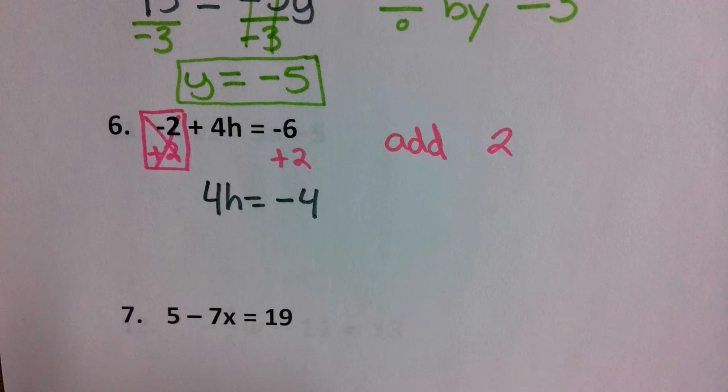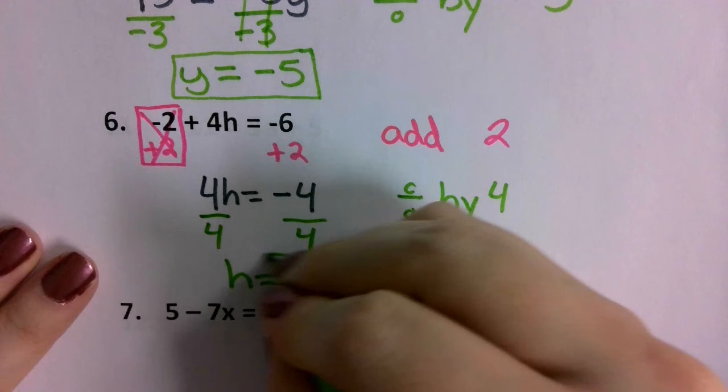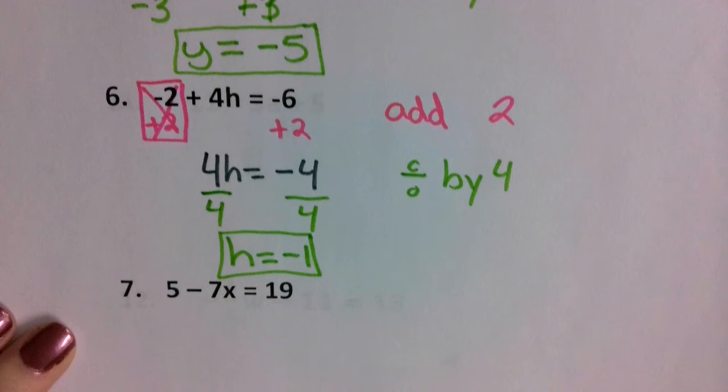We're then going to divide both sides by a positive 4, and we'll get h is equal to negative 1.